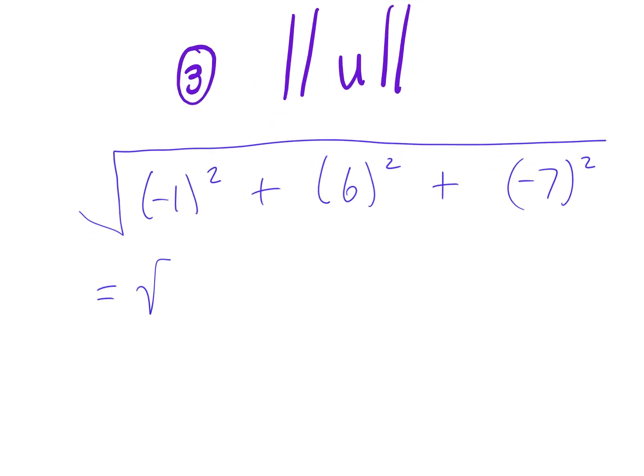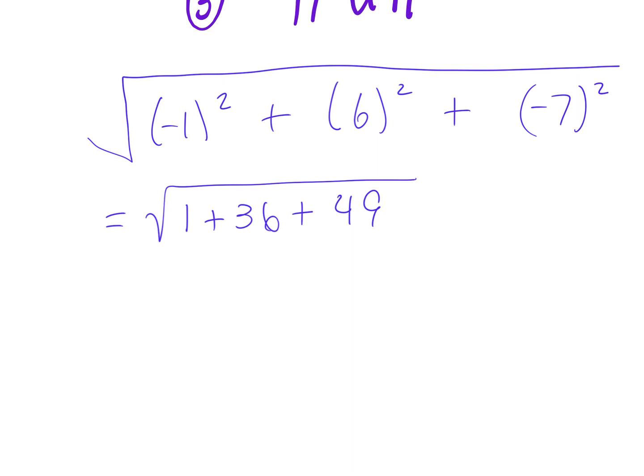So we just simplify now. Negative 1 squared is 1, plus 6 squared is 36, plus 7 squared is 49. Now I'm going to add. 1 and 49 is 50, plus 36 is square root of 86. Now, guys, should your answer ever be negative here? No. So if you get a negative, then you did something wrong.